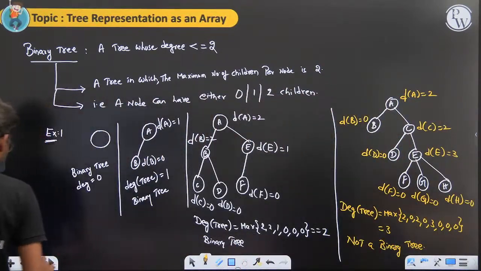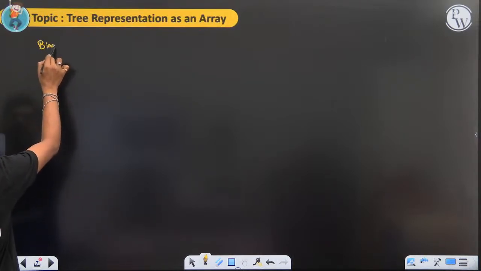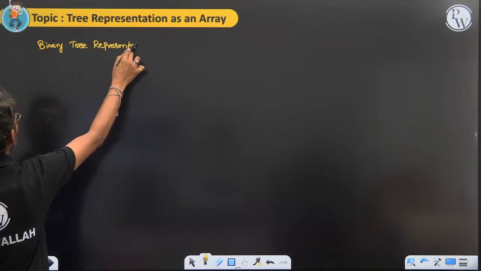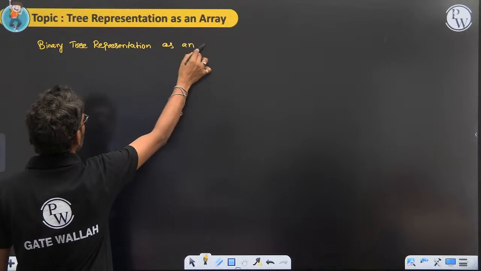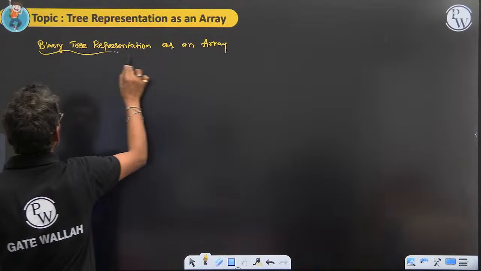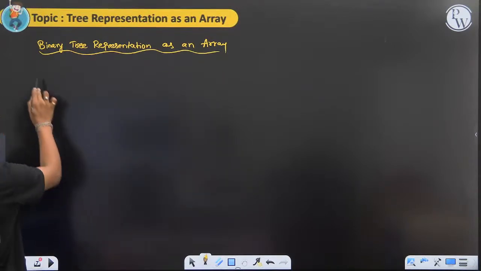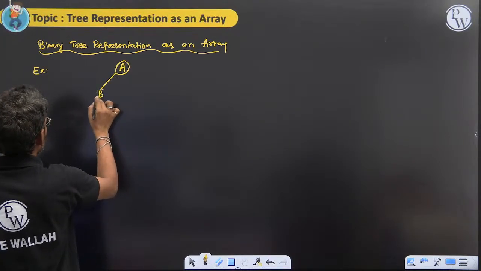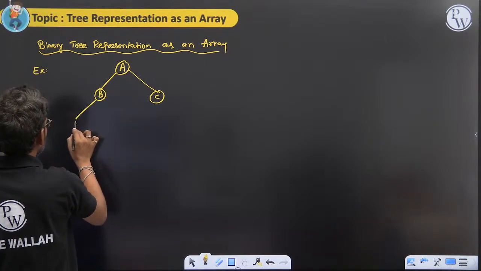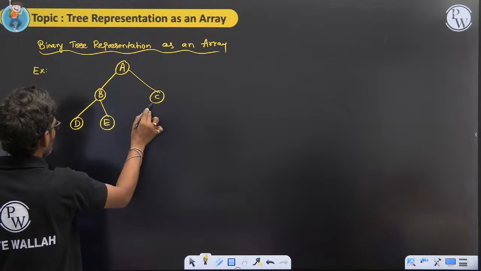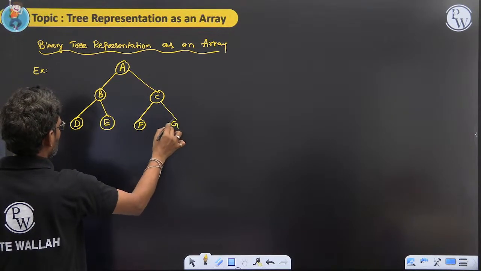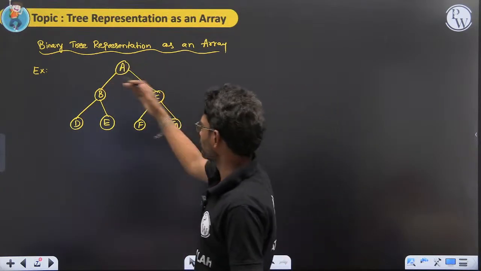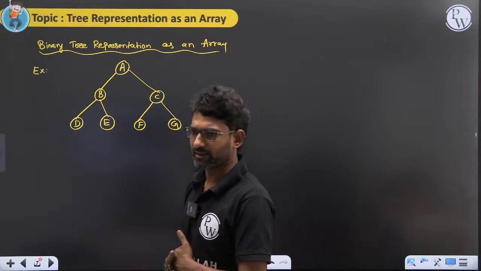Okay, great. Now, binary tree representation as an array. So, let us have an example of binary tree, suppose A, B, C, D, E, F and G. Is this a binary tree? You can check. The degrees are 2, 2, 2 and zeros. Yes, definitely it is a binary tree.